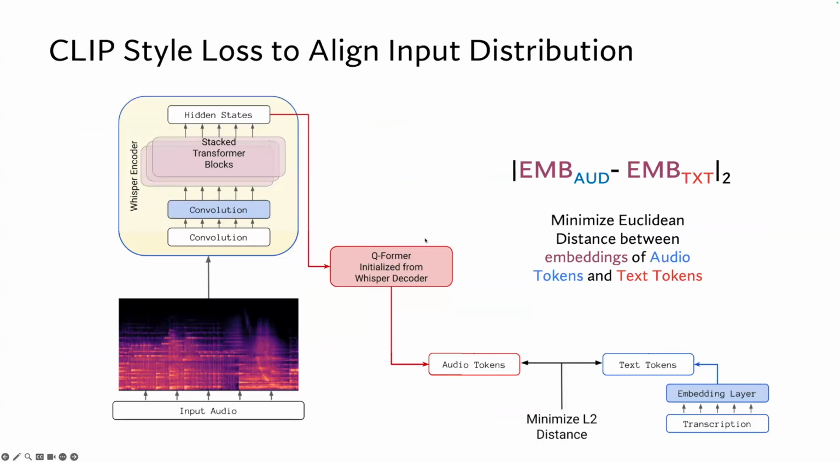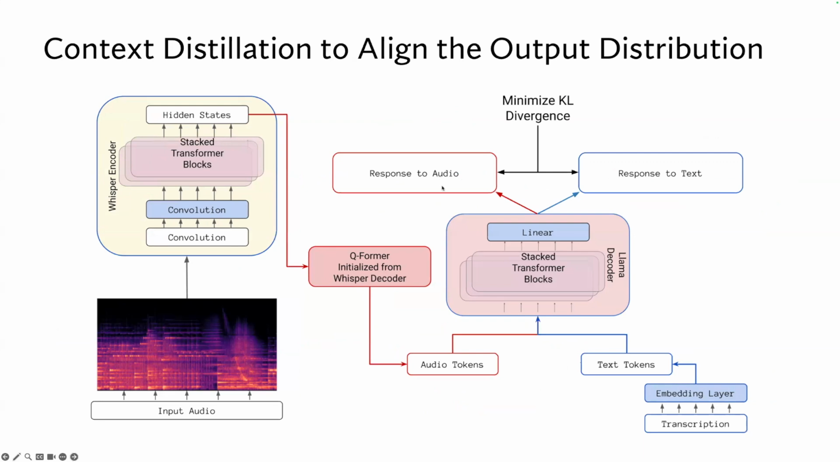So specifically in this architecture, we will have two additional loss terms. The first one is that on the input part, we want to make sure that the audio tokens and text tokens are somewhat similar, since they are all referring to the same input. And then at the output layer, we want to make sure that they are similar, since they are all output from the same given input. So the response to text and the response to audio should be somewhat similar. Here we are going to leverage the context distillation setup to align the output distribution.